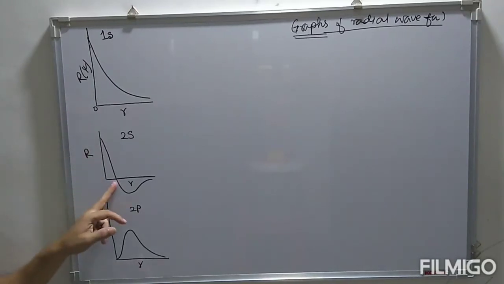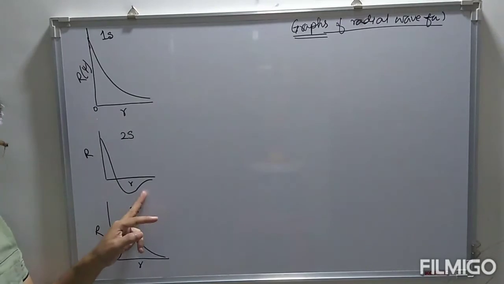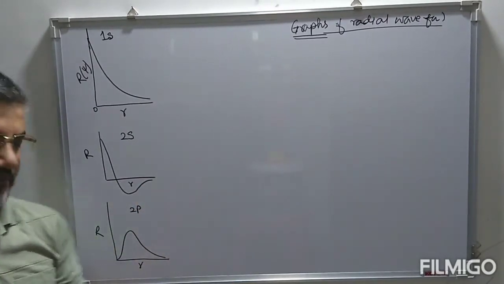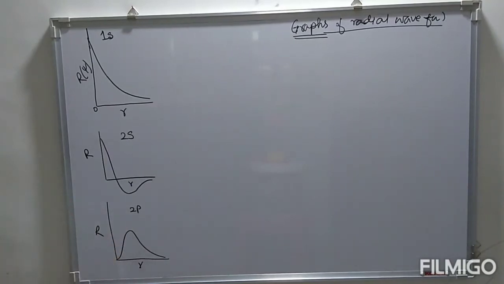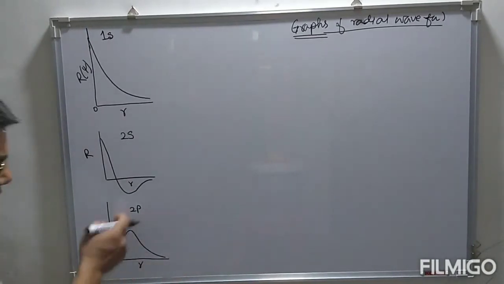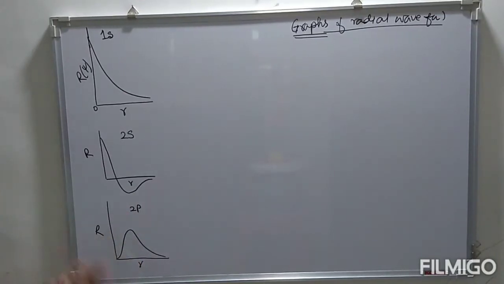After a certain distance, it has zero value, then again it becomes negative. So again, the probability of finding an electron cannot be negative in an atom. But for this 2p graph, this seems to be okay. The radial wave function has a zero value at the nucleus, then increases, reaches a maximum value, and after that decreases. So somewhere in this region, there is a probability of finding the electron.